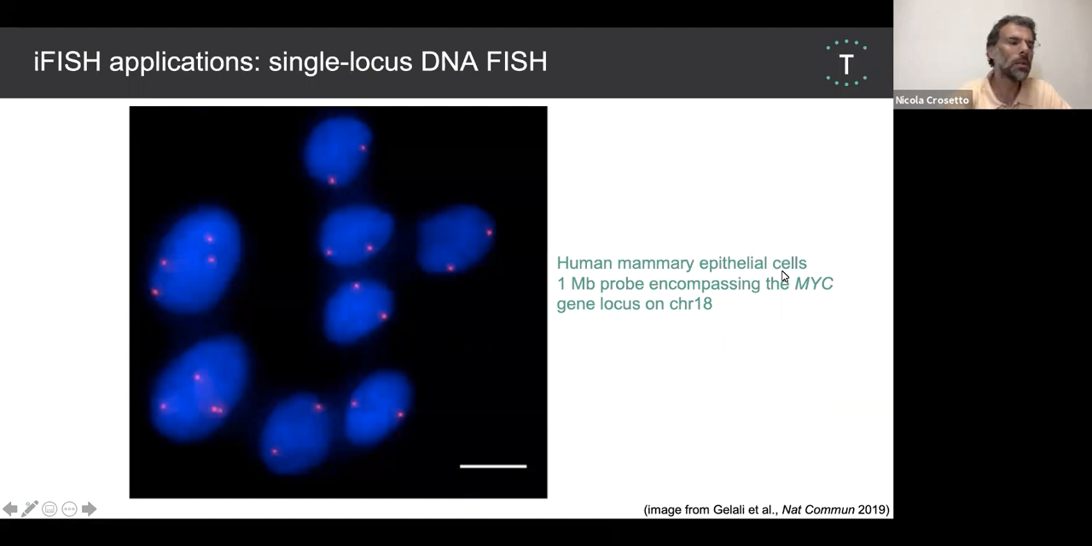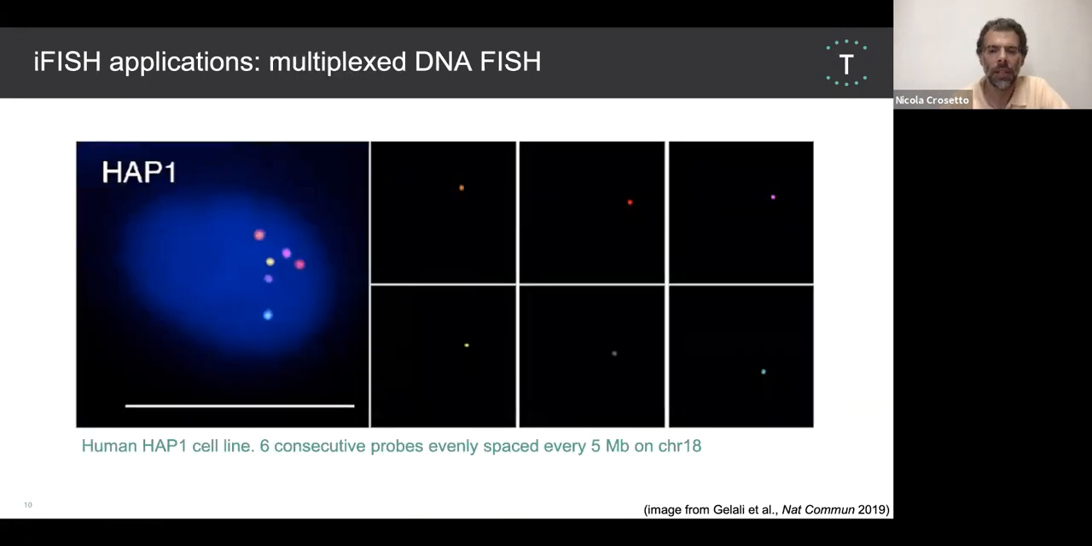So what can you use these probes for? We can visualize individual genomic targets as shown here. This is a large probe targeting a 1 megabase region on chromosome 18 with 12,000 oligos in the probe, really a large probe comparable to commercial ones, giving bright signals.